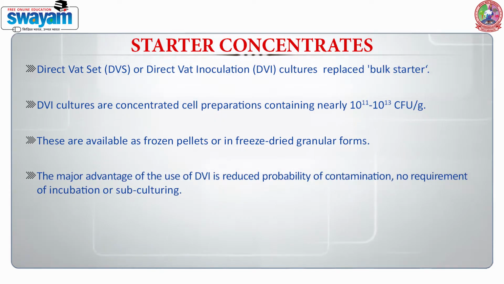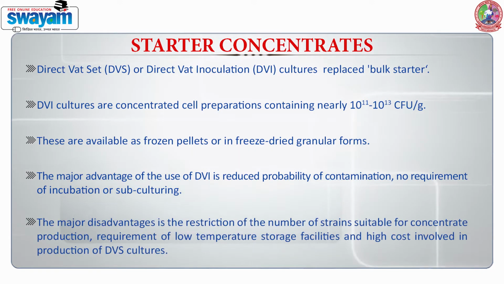The major advantage of the use of DVI is reduced probability of contamination from undesirable organisms. Secondly, there is no requirement of incubation, or no need of subculturing. However, there are some major disadvantages: restriction of the number of strains suitable for concentrate production, requirement of extremely low temperature storage facilities, and the high cost involved in the production of DVS cultures.